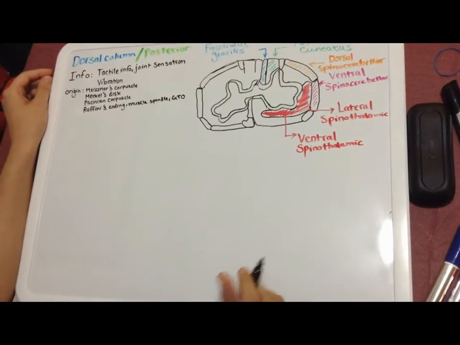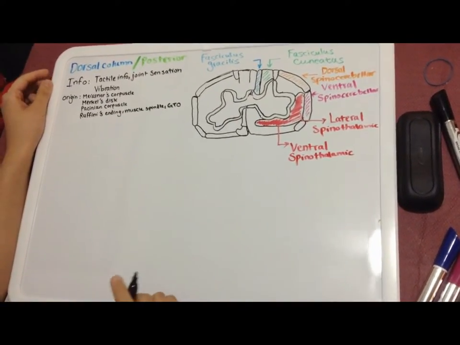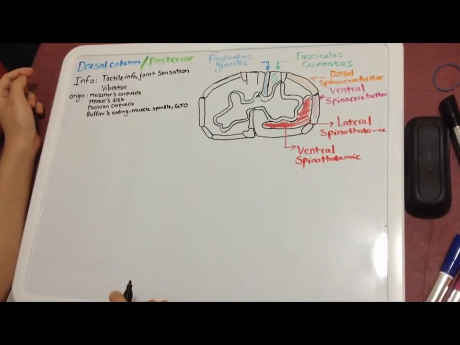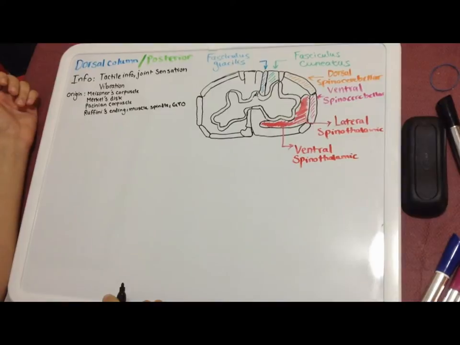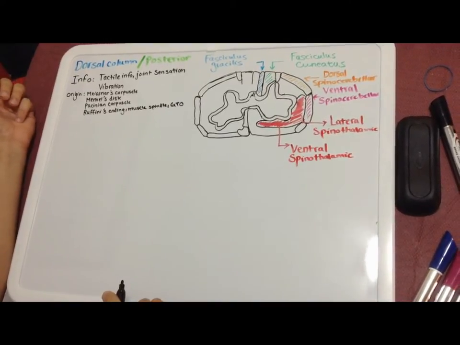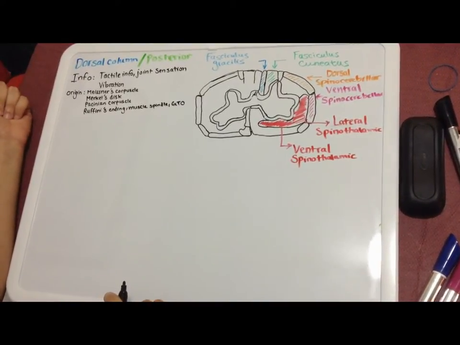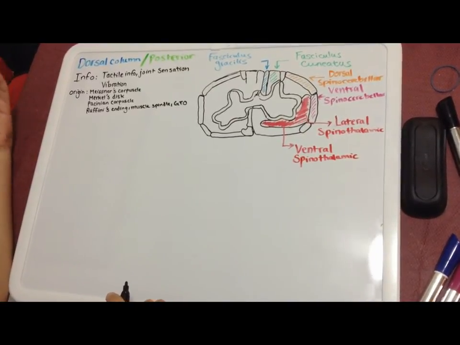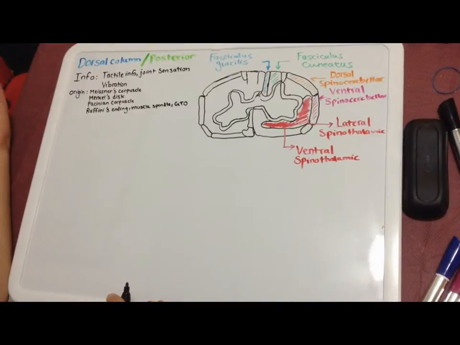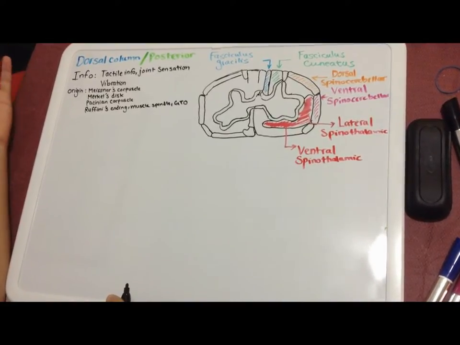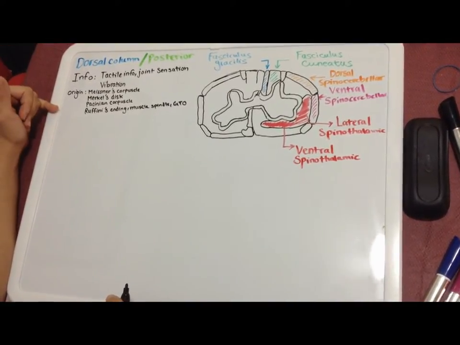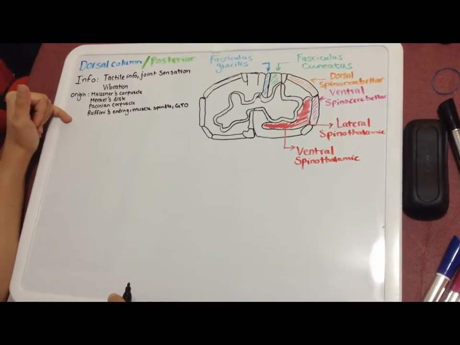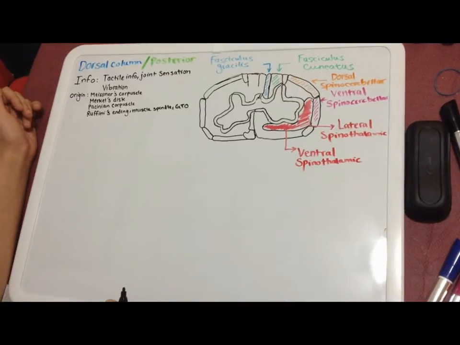Okay, so in this video we're going to talk about the dorsal column. It's also called posterior column or medial lemniscus. The information that goes through dorsal column is tactile information, joint sensation, and vibration. The information is sensed with your extremities, with your hands and legs, through receptors such as Meissner, Merkel's disc, Pacinian corpuscle, Ruffini's ending, muscle spindle, or Golgi tendon organ.